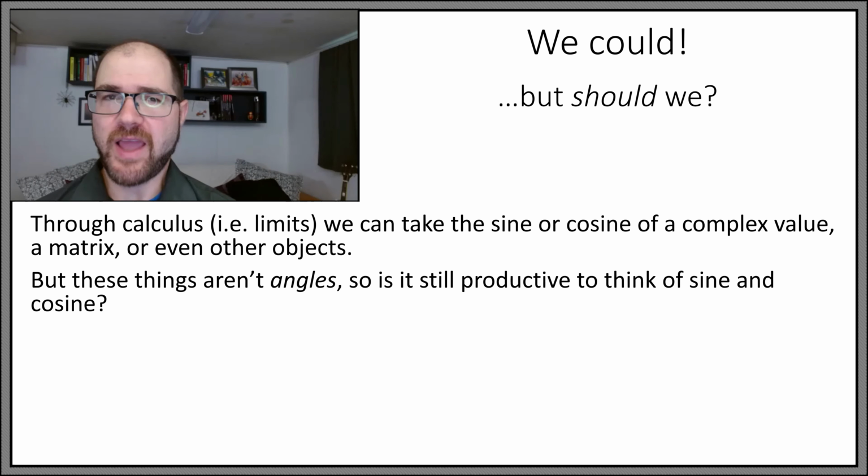But these things aren't angles. Okay, complex numbers do have an angular argument, but that's not what we were taking the sine or cosine of, and matrices aren't even that. So is it still productive to think of sine and cosine of these objects?